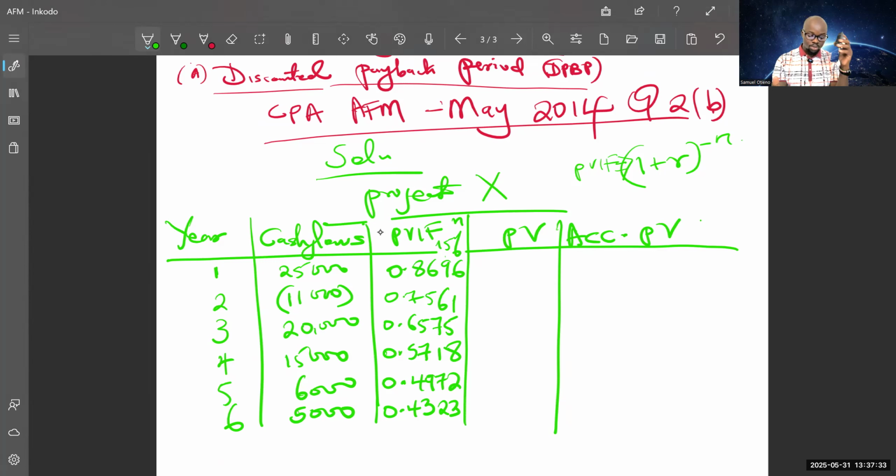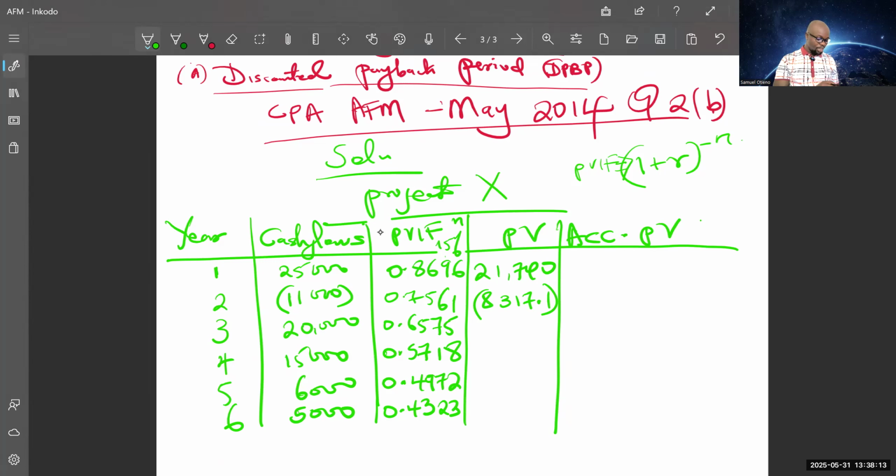So very good. Once we have that, now we go ahead and multiply the discounting factors with the cash flow, so that we get the discounted present value, the discounted cash flow. I would start with year number 1, where we're having a cash flow of 25,000, multiplied by the discounting factor, which is 0.8696. What am I getting? 21,740. I do it for year number 2, negative 11,000. I multiply by 0.7561. What am I getting? I'm getting negative 8,317.1. It is negative, that's why I'm using a bracket there.